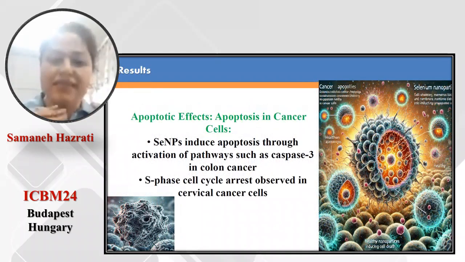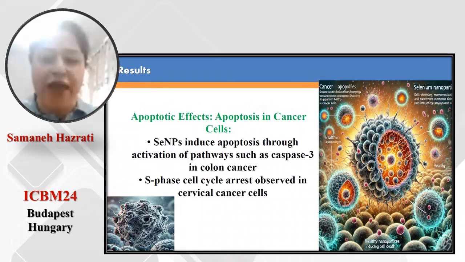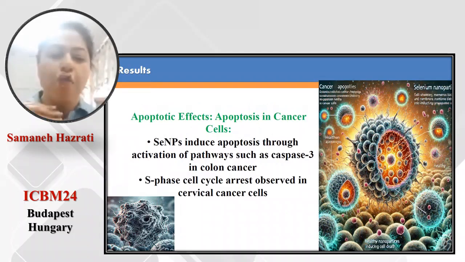Now let's discuss the apoptotic effects of selenium nanoparticles. These nanoparticles play a critical role in activation, in colon cancer. Additionally, they also induce cell cycle arrest in cervical cancer cells, preventing their growth and division.